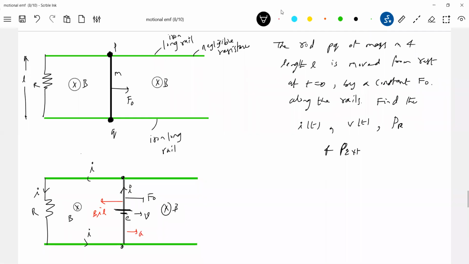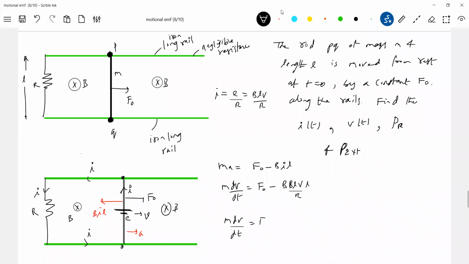Then what is I? I is equal to E by R, BLV by R. Then let's write the equation. So MA is equal to F naught minus BIL, no? And this is M dV by dt. F naught is a constant horizontal force that is applied along the rails. What is I? M dV by dt equals F naught minus B square L square V by R.